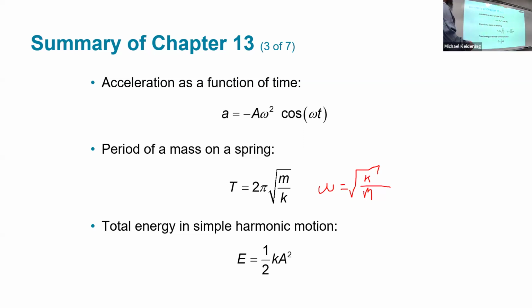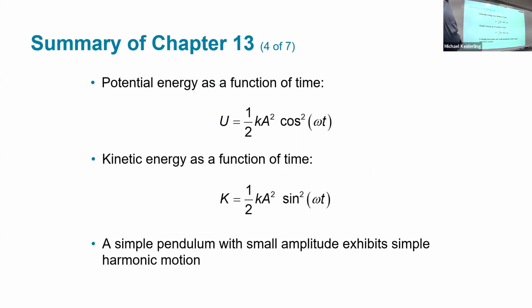The total energy in simple harmonic motion is 1/2 k A squared, where A is the amplitude and k is the spring constant. Potential energy as a function of time is 1/2 k A squared cosine squared omega t. Kinetic energy as a function of time is 1/2 k A squared sine squared omega t.